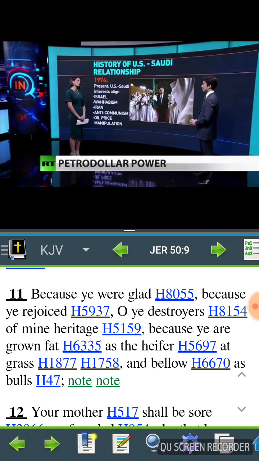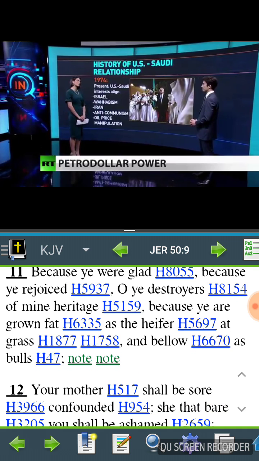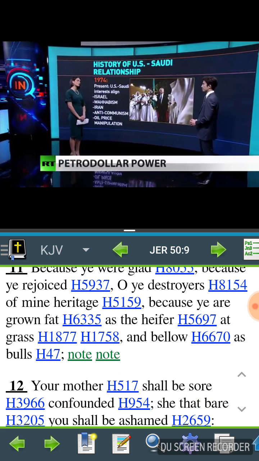Verse 11: because ye were glad, because ye rejoice, O you destroyers of mine heritage, because ye are grown fat as the heifer at grass and bellow as bulls, and you destroyers of the heritage of Israel, man. You go around here slaying the Negroes, Latinos, and Native Americans daily, man. All right? You got these cops shooting people in the back while their hands is up. As it says in Zechariah 11, verse 5, man. Whose possessors slay them and hold themselves not guilty.